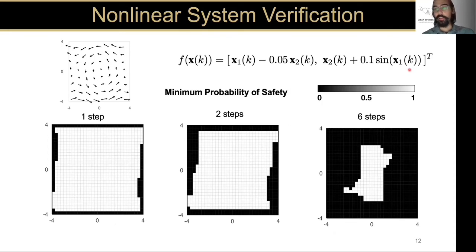And this has a sine term in the second component here, and the vector field is given by this circular looking vector field. And we did the same thing: collect data on the system, come up with GPs, and generate verification results for different time horizons in the future. So after one step, since the system doesn't change very fast, we can guarantee safety in a large part of the safe set. And as we consider 2 steps and 6 steps, this shrinks considerably, just because this is an inherently unstable nonlinear system. However, we can still verify safety for some finite number of steps.